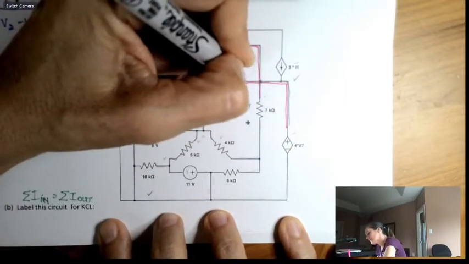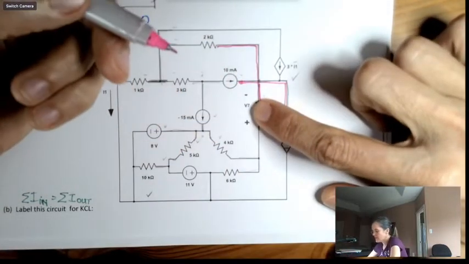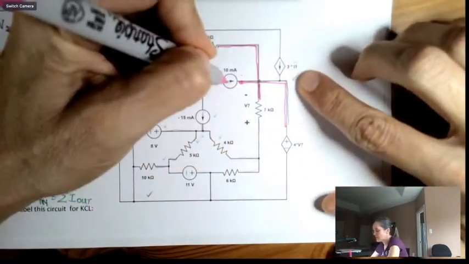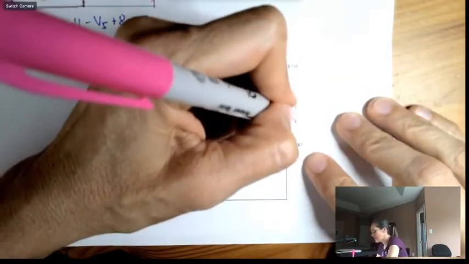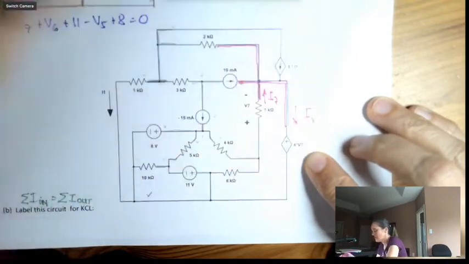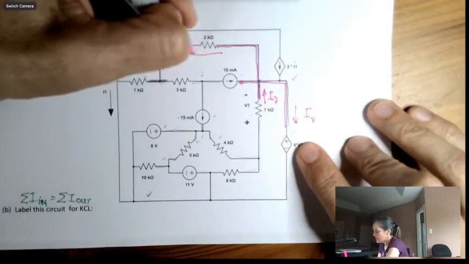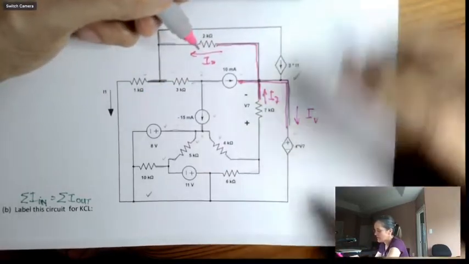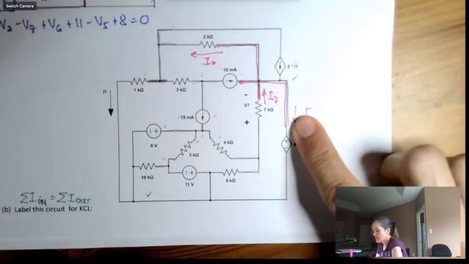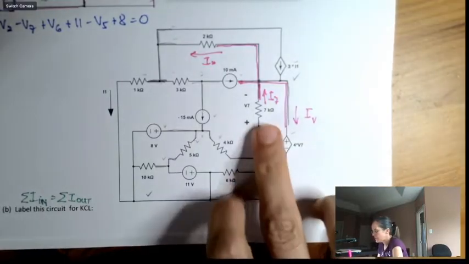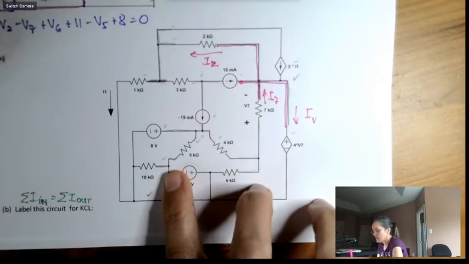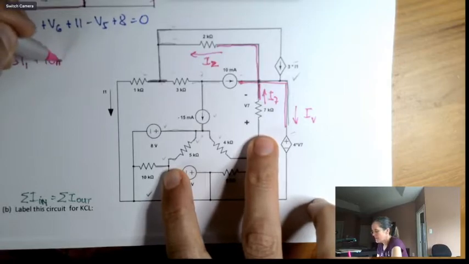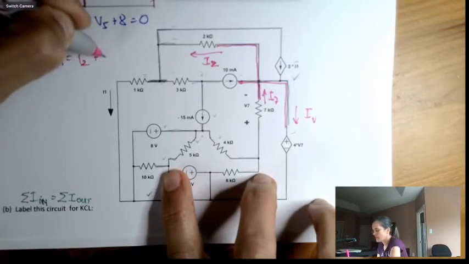To write KCL for the pink node, several of the currents are defined already. This and this are defined, so I'm going to call this I7. And here I'm going to call IV from that power supply. And here I'm going to call this I2, but everything else is defined. So the KCL for that pink node would be I7 plus 3I1 plus 10 milli equals I2 plus IV.